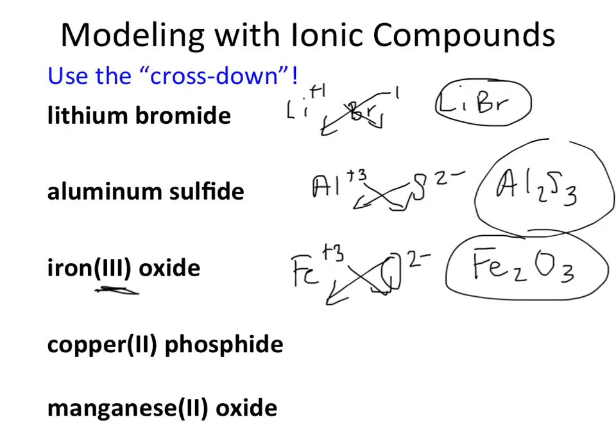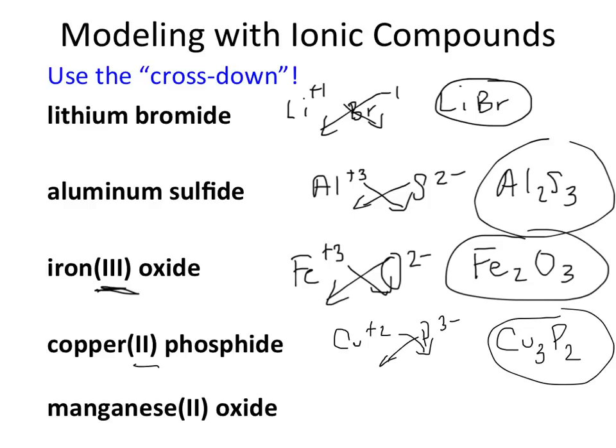Once again, we're dealing with a transition metal element. They've told us that the charge is +2 because they gave us copper 2. Phosphorus is 3-. Cross down those two charges. So Cu3P2. No reduction can occur of those subscripts, so that's our formula.